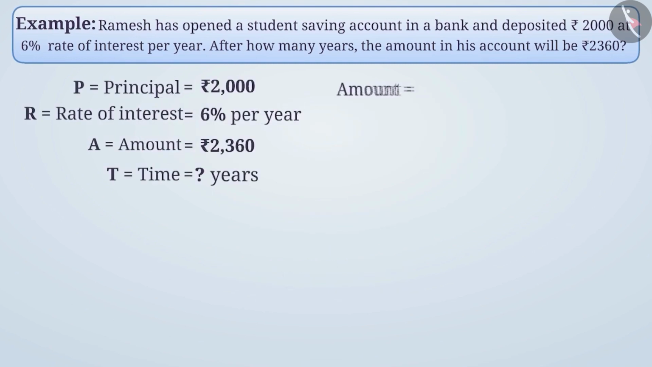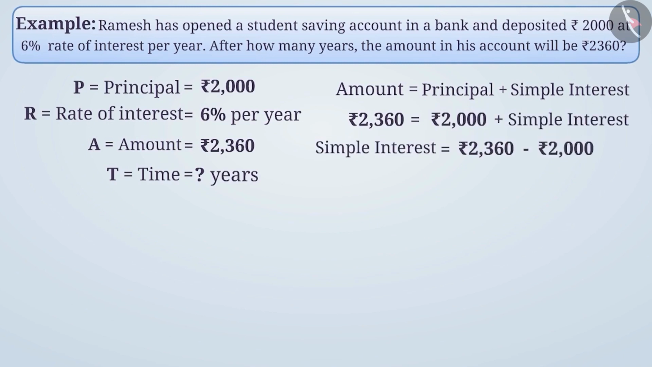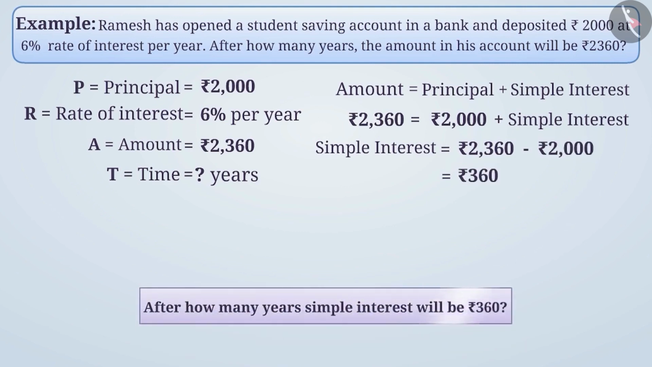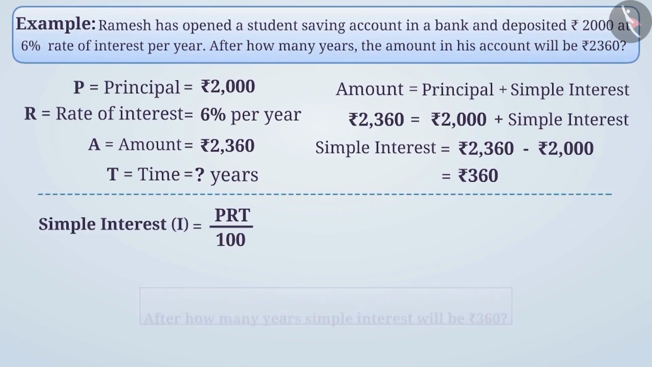Amount is equal to principal plus interest. Therefore, 2,360 is equal to 2,000 plus interest. Therefore, interest is equal to 2,360 minus 2,000, which is equal to rupees 360. To find the number of years in which the simple interest will become rupees 360, we need to use the simple interest formula. I is equal to PRT by 100.